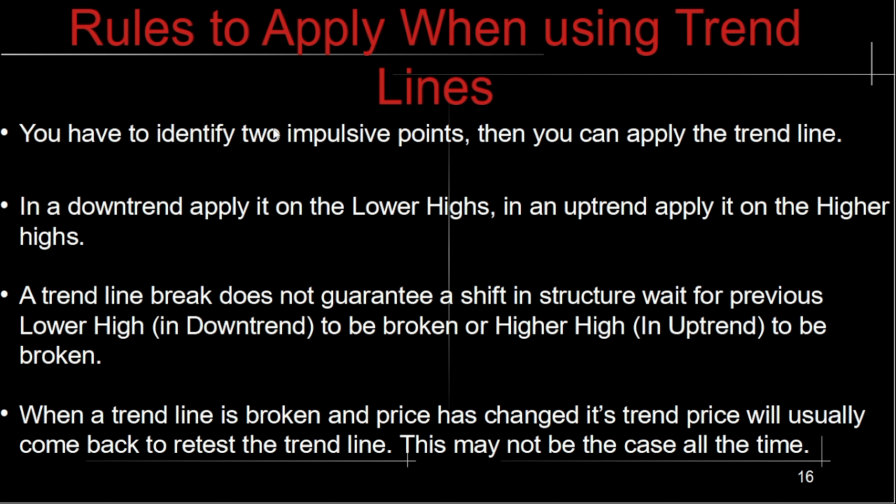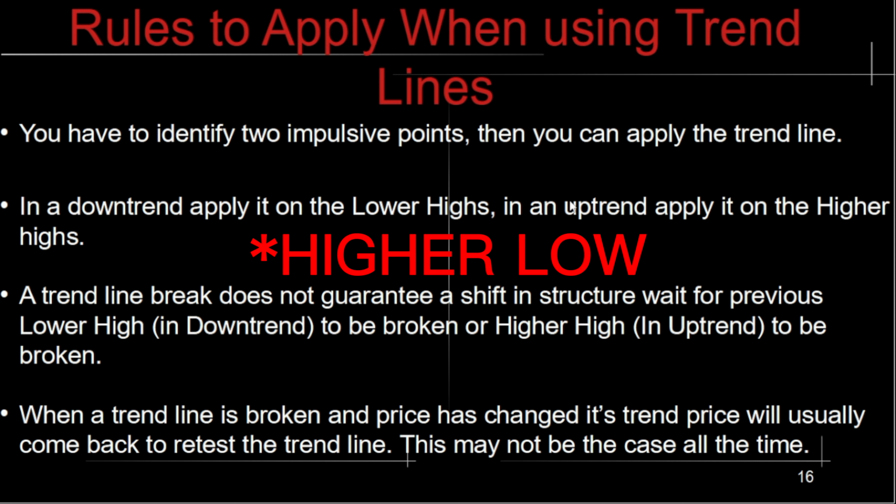You have to identify two impulsive points. Then you can apply the trend line. In a downtrend, apply it on the lower highs. In an uptrend, apply it on the higher highs.